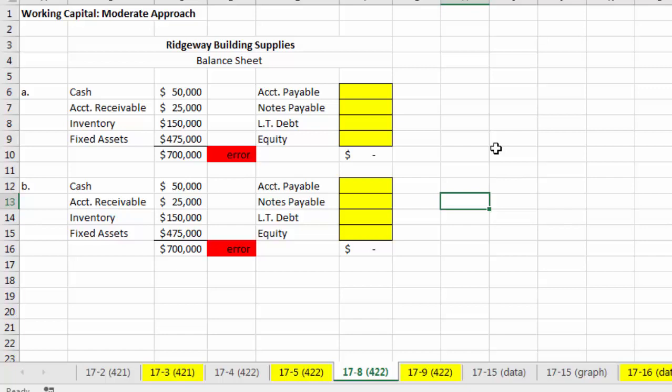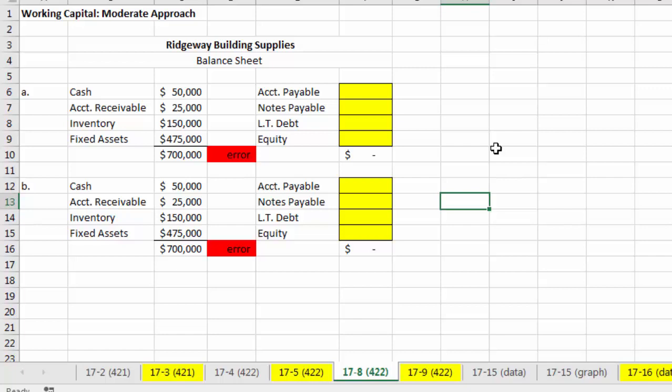I'm just paging back in the book, and the moderate approach indicates that current liabilities is equal to temporary current assets, and then permanent current assets are going to be funded with long-term liabilities or equity. Okay, so moving on in the problem, it says recently the company has thought about switching to this approach, the moderate approach. The following is a partial balance sheet stating its assets. Permanent current assets are assumed to be 60% of the current assets.